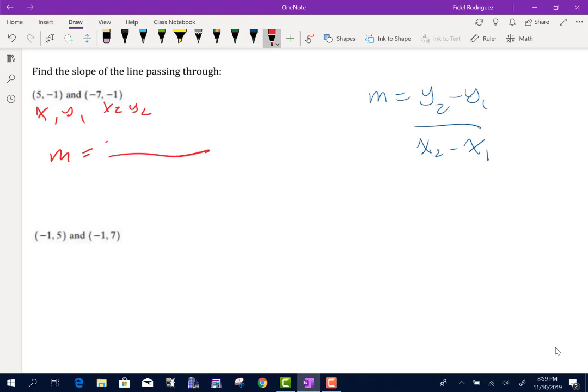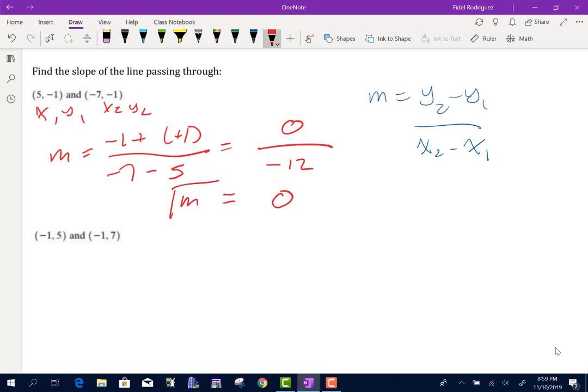Excuse me, so y2 is a -1 minus y1 is also a -1. x2 is the number -7 minus 5, okay? So remember, minus and minus make it plus. So -1 plus 1 gives me 0. -7 minus 5 gives me -12. But my slope here ends up being 0, okay?